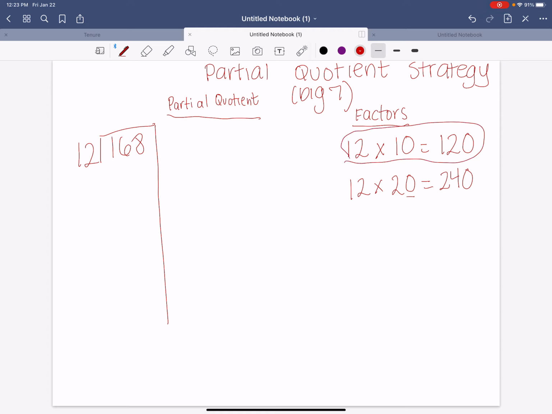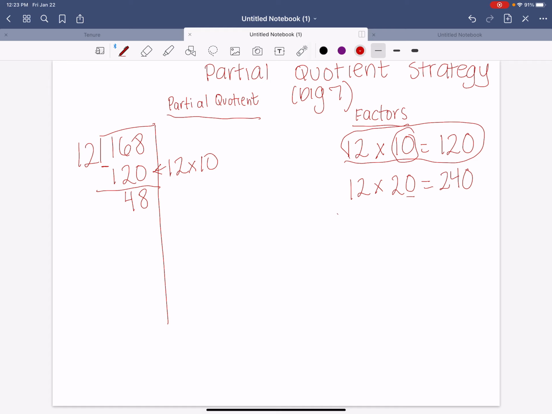Okay, well, that's too big for our number, so we know that we can start with this partial quotient of 10. So like I've told you guys, we do 12 times 10 here, and then I'm just going to show that 12 times 10 is equal to 120. Now you're going to subtract your 120 from 168, and you're going to be left with 48. Awesome. So now I know that I have 48 left over. And remember, right now our goal is to get to 0. We're not going to have a remainder using these problems. We want to get to 0.